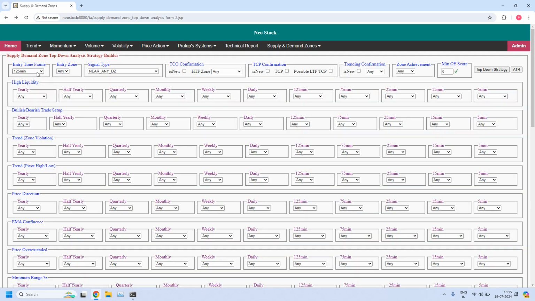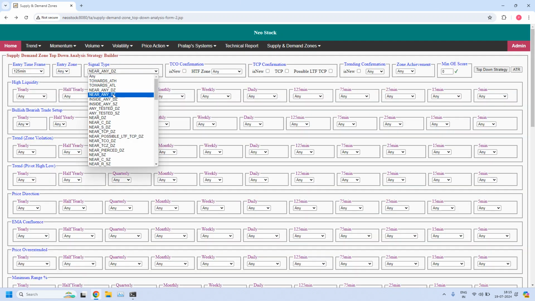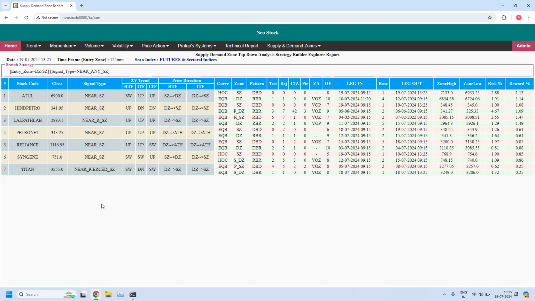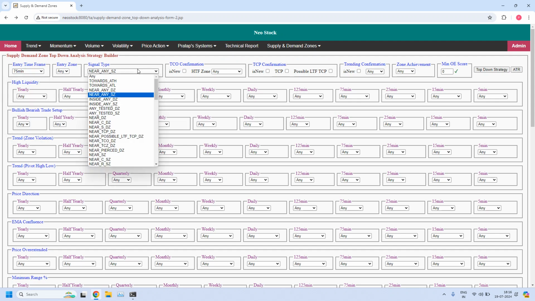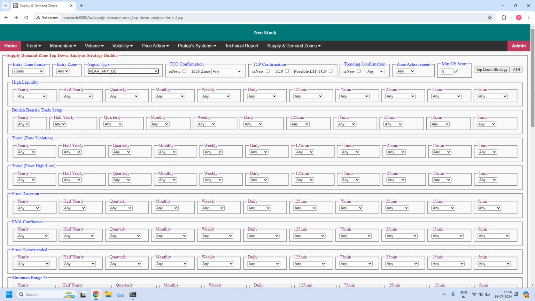Next report for the 125 minutes time frame. Let us find the stocks near the 125 minutes supply zone. 7 stocks are filtered near the 125 minutes supply zone. Okay, next time frame is 75 minutes, changing the time frame to 75 minutes. So the entry time frame is 75 minutes.